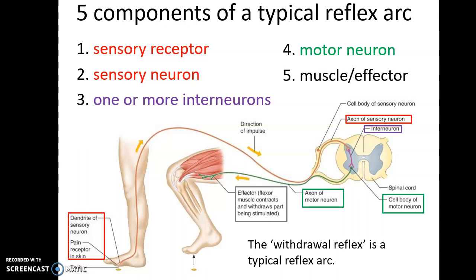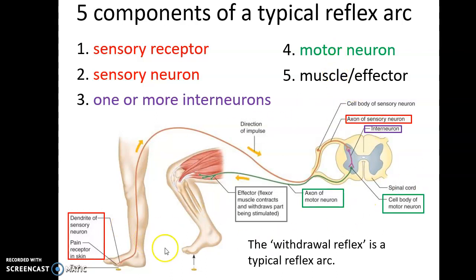If you wanted to talk about reflexes and reflex arcs in general, there would be 5 total possible components. So you'd have the sensory receptor that detects the sensation, sensory neuron carrying it to the central nervous system, 1 or more interneurons within the central nervous system then connect to a motor neuron that sends the command out to the effector, which is usually a muscle.